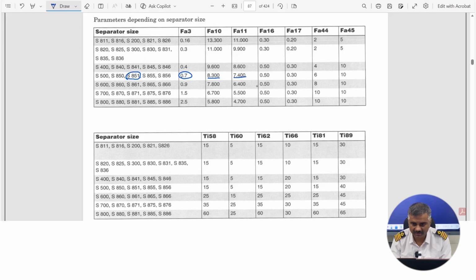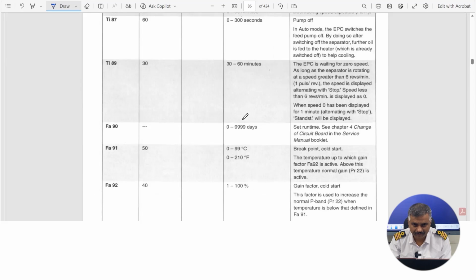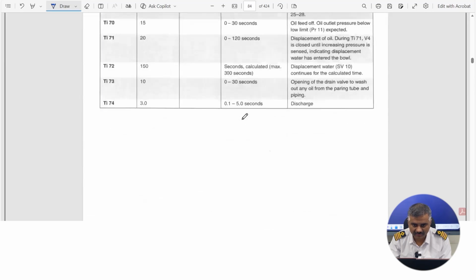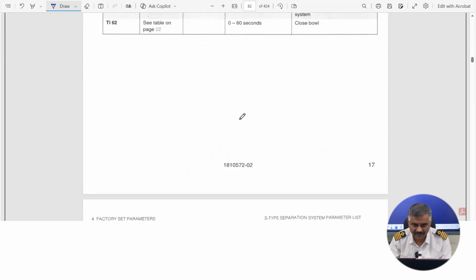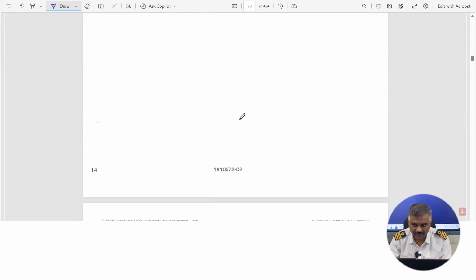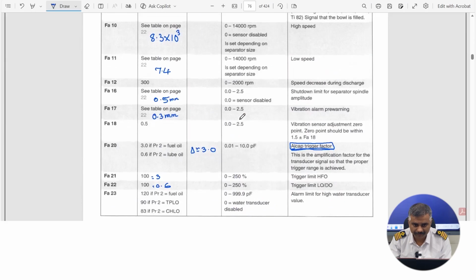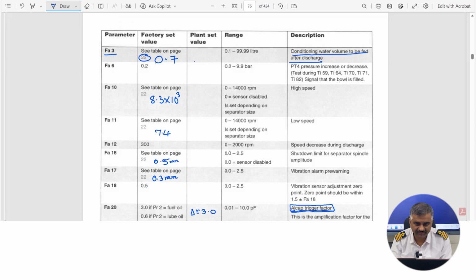As per the separator, you can see what separator you have and what kind of factory set values it will have, and downwards you have timer setting values also for the purifier. Okay, these values I have taken and mentioned here so that ready reference can be taken. Now we go to our factory settings, so the FA3 factory setting here.